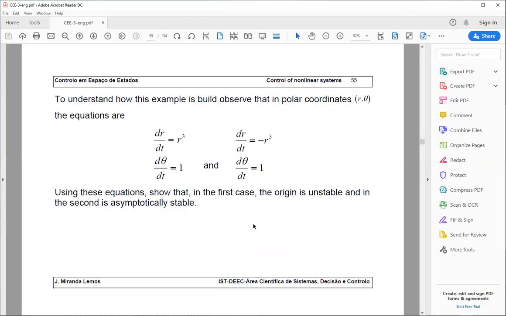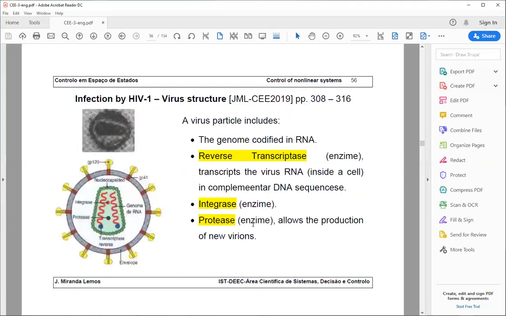Just for curiosity, how could we generate this model? Well, use polar coordinates and then make a change to rectangular coordinates. Now, let's use this result to analyze a situation related to HIV-1 virus infection.